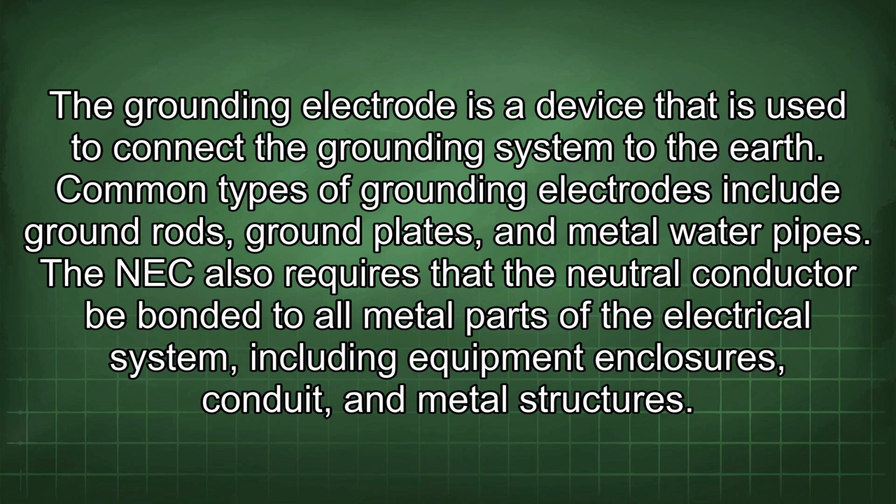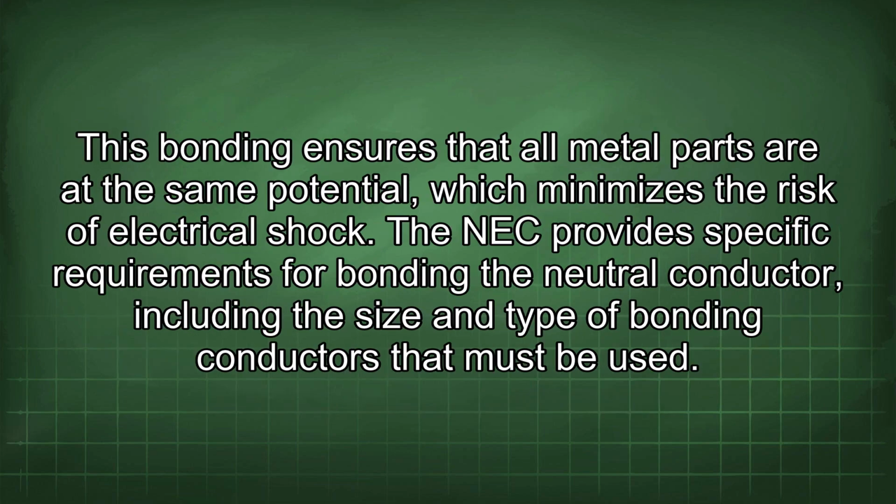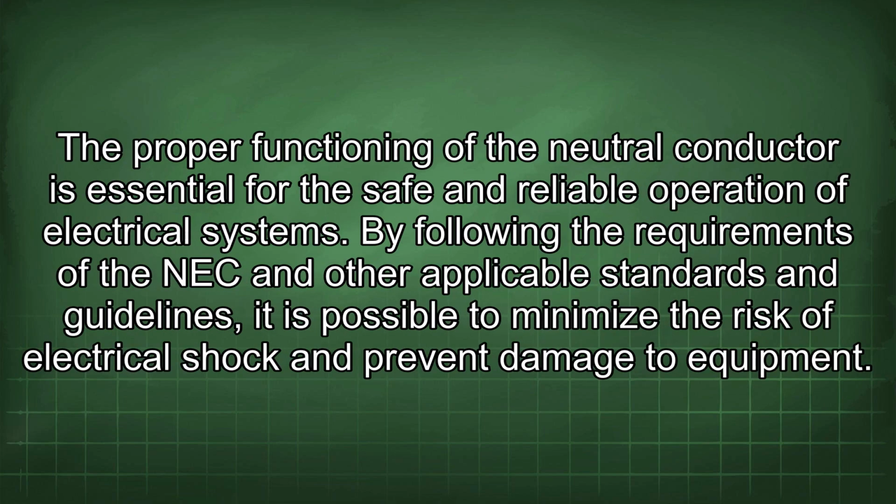Common types of grounding electrodes include ground rods, ground plates, and metal water pipes. The NEC also requires that the neutral conductor be bonded to all metal parts of the electrical system, including equipment, enclosures, conduit, and metal structures. This bonding ensures that all metal parts are at the same potential, which minimizes the risk of electrical shock. The NEC provides specific requirements for bonding the neutral conductor, including the size and type of bonding conductors that must be used. The proper functioning of the neutral conductor is essential for the safe and reliable operation of electrical systems.